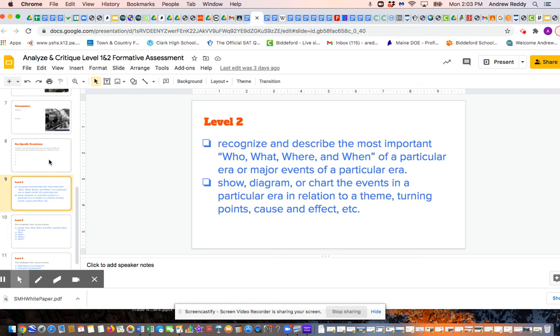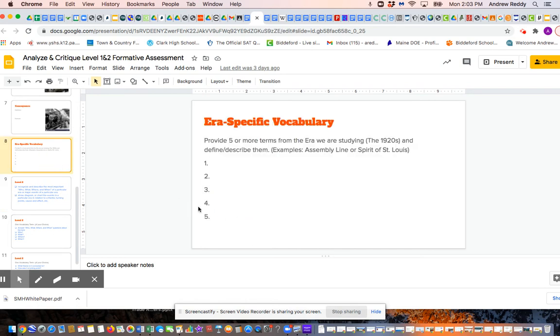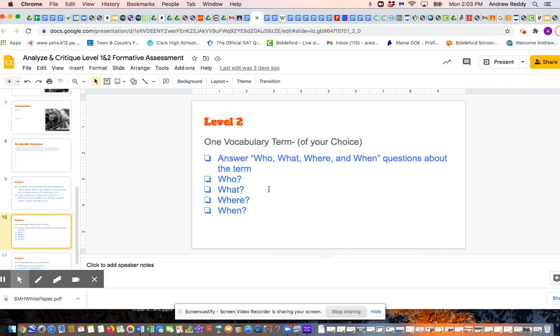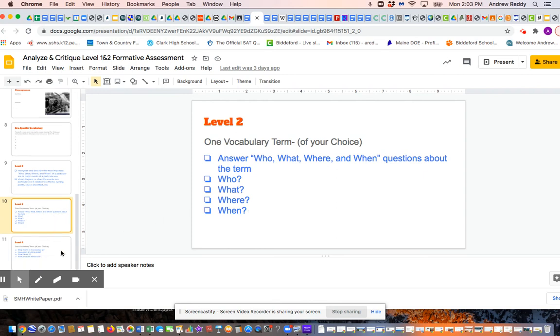You're going to go to the next step, the level 2 of this particular formative assessment, and pick one of the terms, going back to slide 8, pick one of the terms that you came up with, and here you're going to plug in that term and then answer who was behind that term, who was this person, who invented whatever the term is that you have, what about the term, where did this term originate, where was it occurring, when did it happen. And again, obviously it happened in the 1920s, but you want to try to be a little more specific. When precisely did it happen? What particular year?